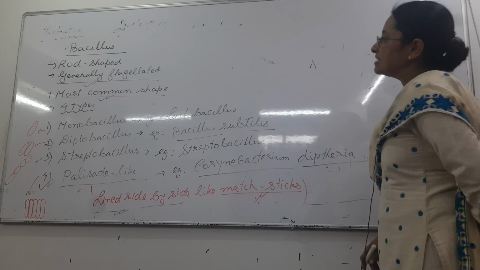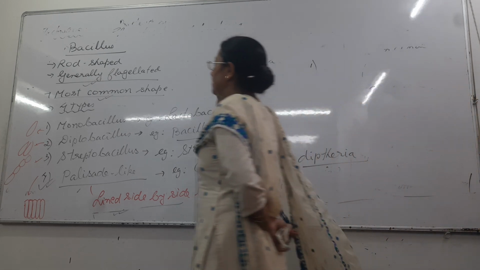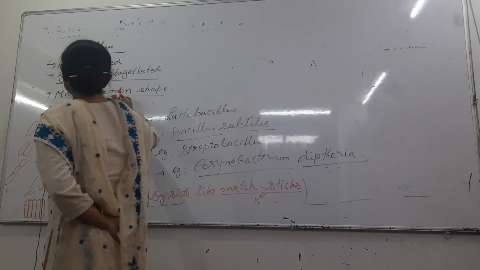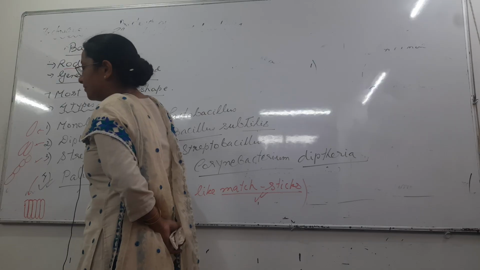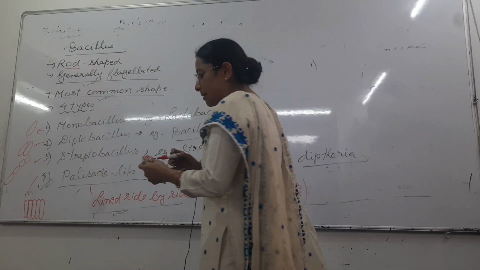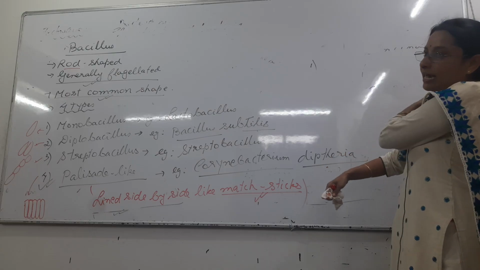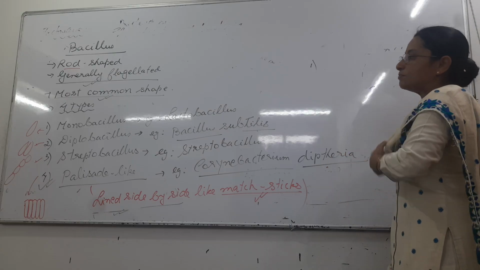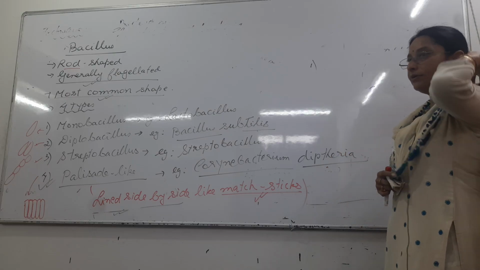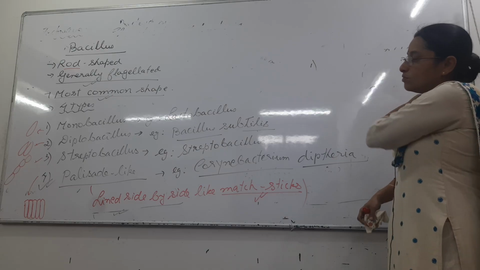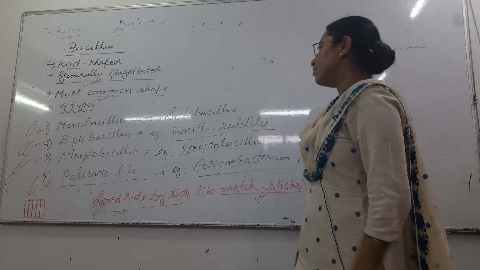Next is bacillus. Bacillus is rod shaped, generally flagellated, and the most common shape out of the 4 shapes, right? Next is the types of arrangement, 4 types. Coccus has 6 types: mono, diplo, strepto. We understood mono is single, diplo is double, strepto is in the form of a chain, right? All the bacillus bacteria would be arranged in the form of a chain.